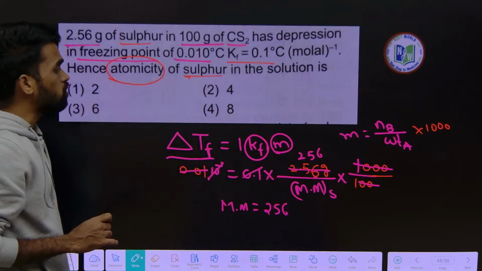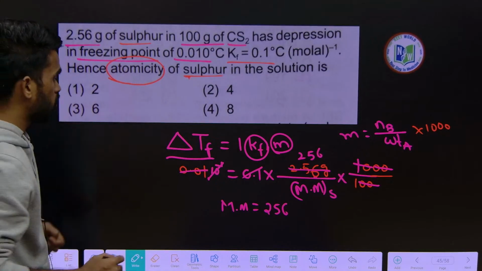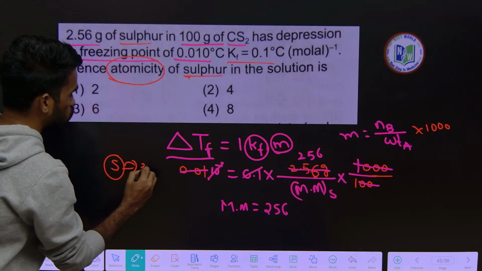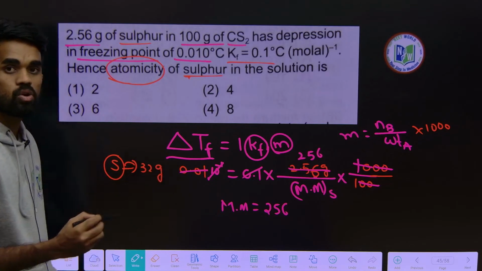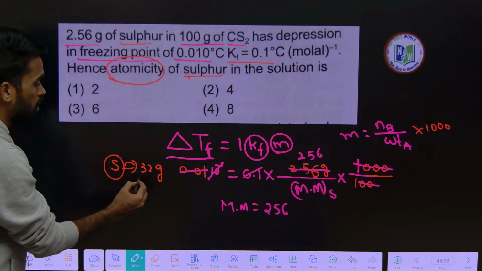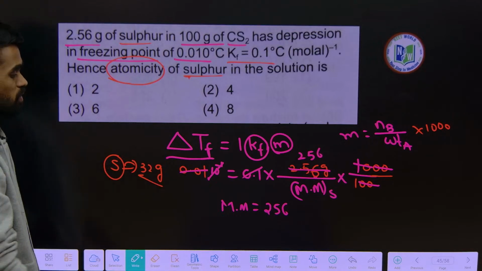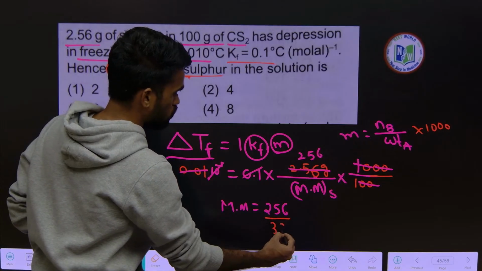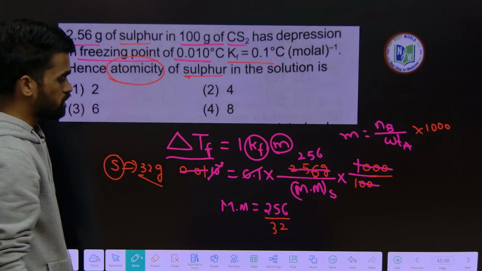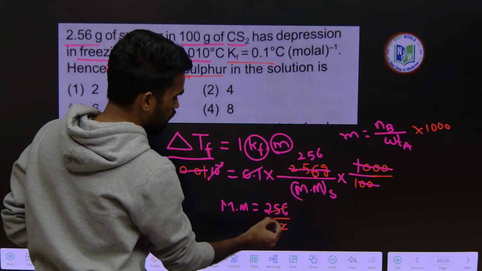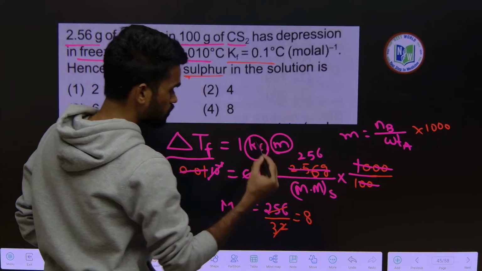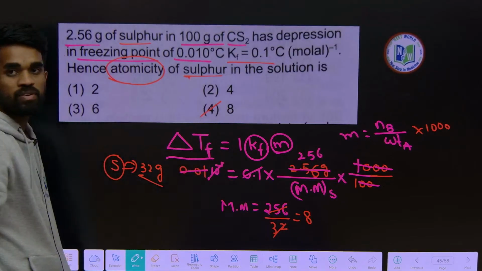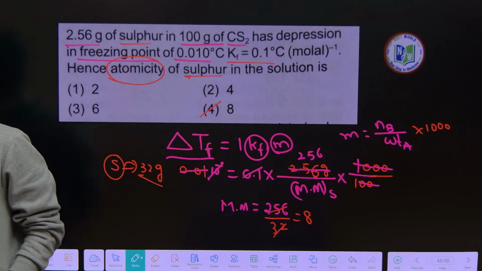Now if only one atom of sulfur is present, it will have a mass of 32 grams. I mean, 1 mole of sulfur atoms has 32 grams, but we got 256 now. Just divide 256 by 32. So how much will be your answer? You will get 8. So 8 will be your answer, which means the fourth option is the right answer for the question. Hope this is clear, right?